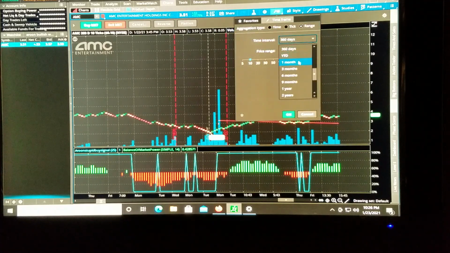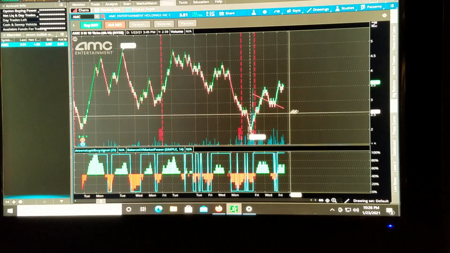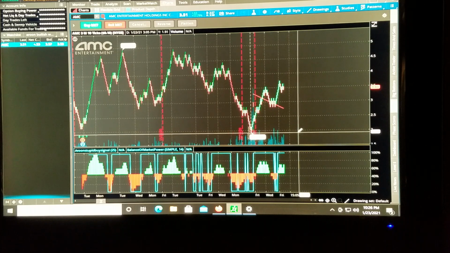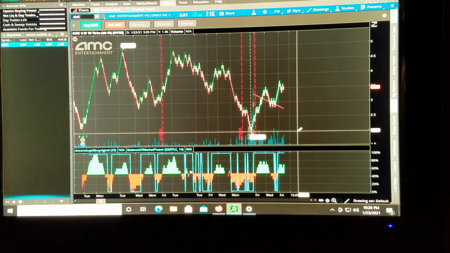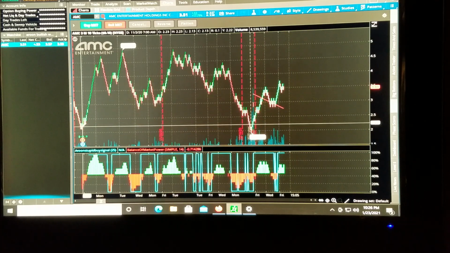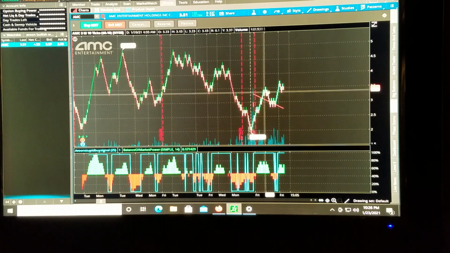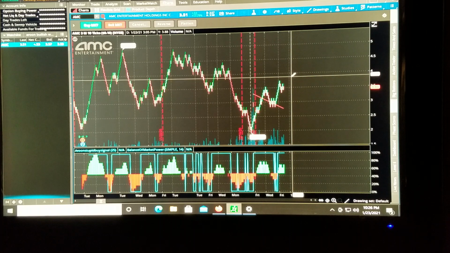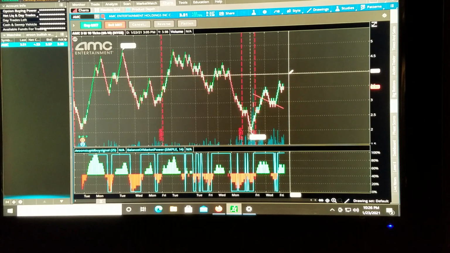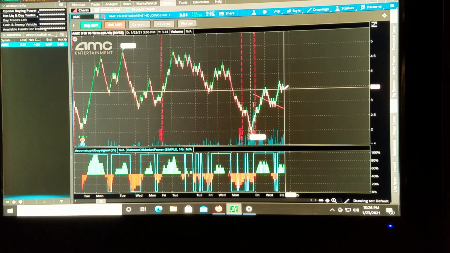And let's do a 3-month. There we go. So in the past 3 months, this is how we've managed to trade. Alright. So it looks like it's ready to have another move. Yep, it sure does.